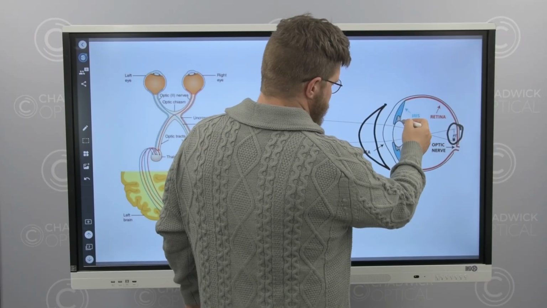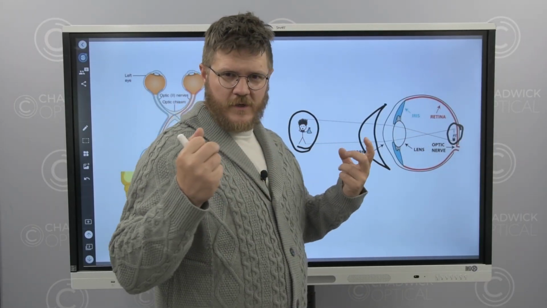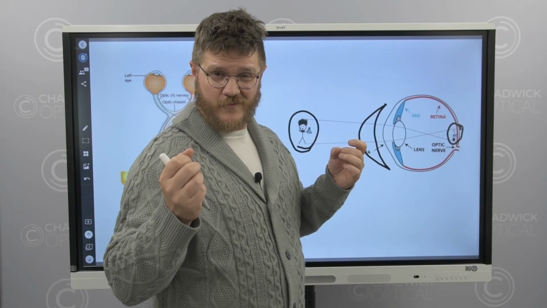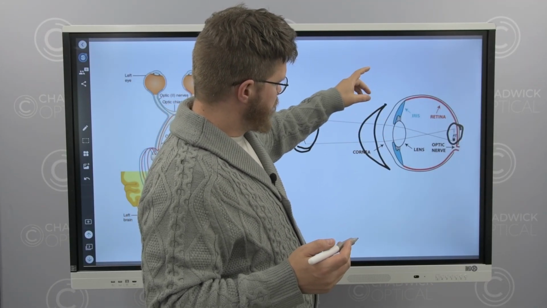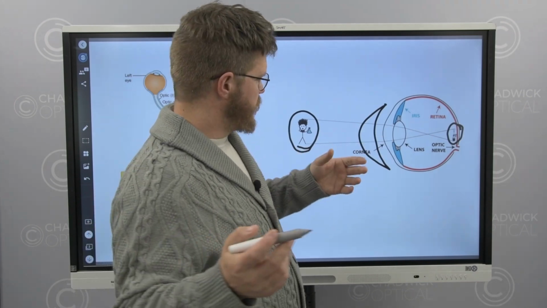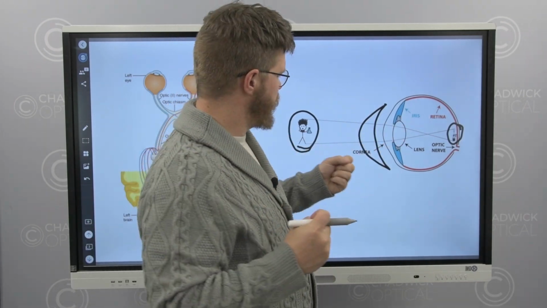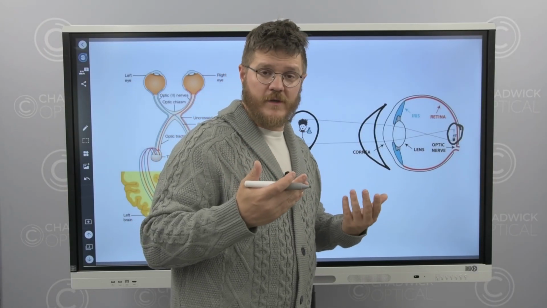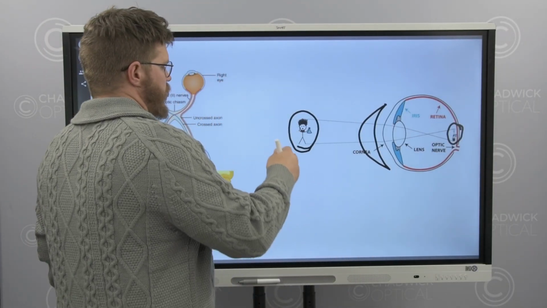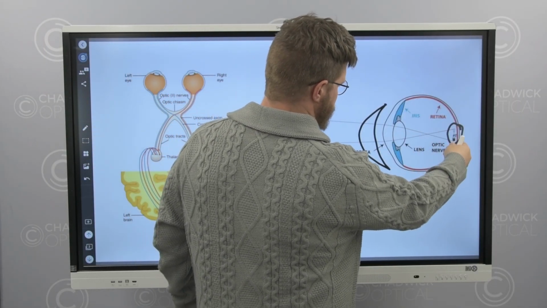Important to note, the lens is like the autofocus on a camera when you're young. When you get older, it doesn't work as well. So when you get over the age of 40, you get a condition called presbyopia. This lens stops being as flexible as it once was, and now you need reading glasses because your autofocus doesn't work anymore at near. Okay, so far, we're taking this dude, we're flipping him upside down onto the retina.